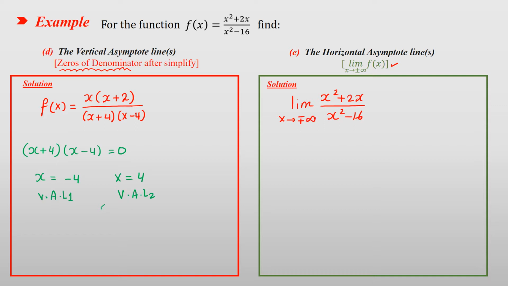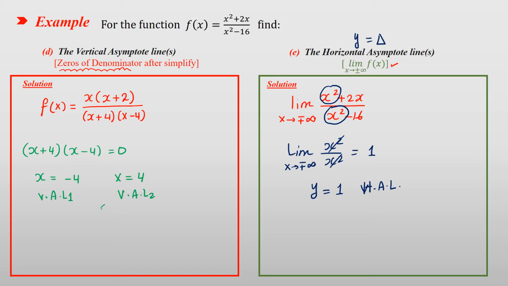When taking the limit at infinity, you have to take the highest power up and the highest power down. So we have x squared divided by x squared when x goes to positive or negative infinity, and this equals 1. So we have y equals 1. This is the horizontal asymptote line. Pay attention, a horizontal asymptote line is y equals a number, and a vertical asymptote line is x equals a number. So pay attention to that.